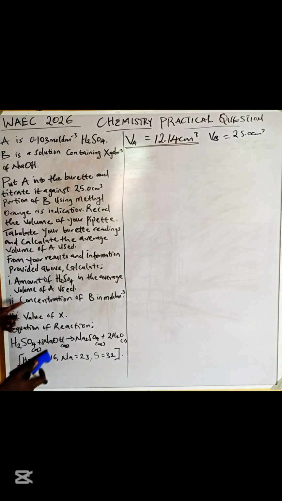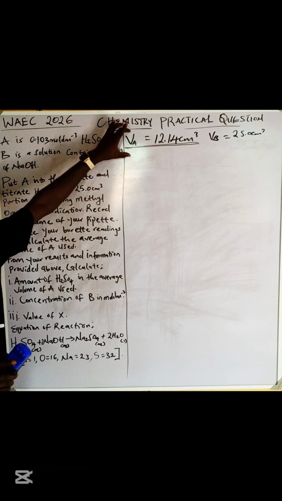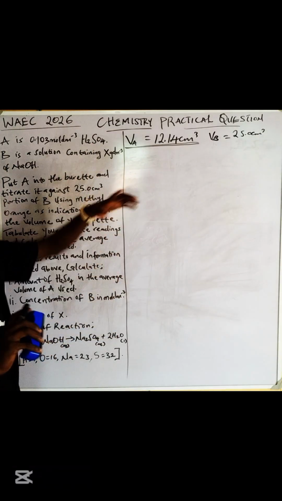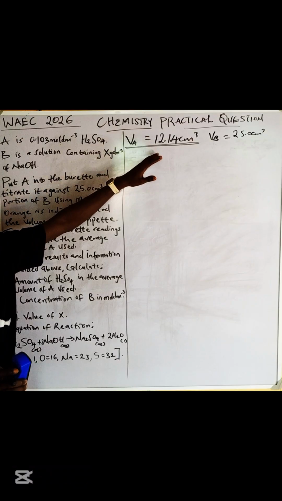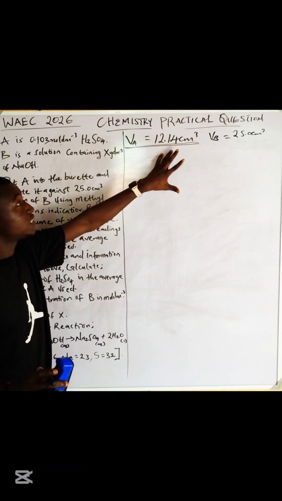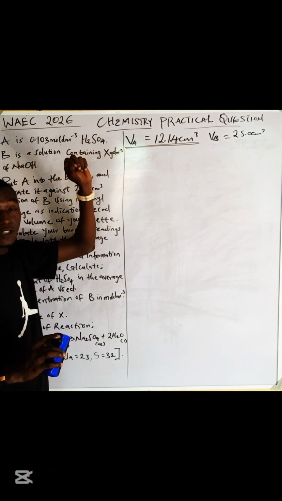Now, the first question we are asked to calculate is the amount of H2SO4 in the average volume of A used. This is very important. This line is very important, and you need to pay careful attention here. Let's assume in your exam, you've done your titration and you've gotten your VA to be 12. It must not be exactly 12.14. Do you understand? This is just the theoretical value based on the information in the instruction.